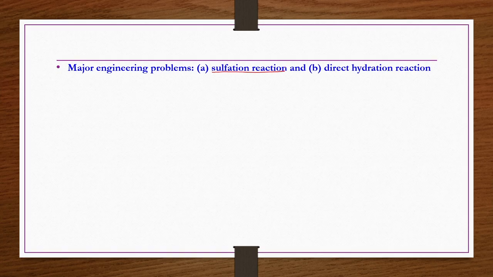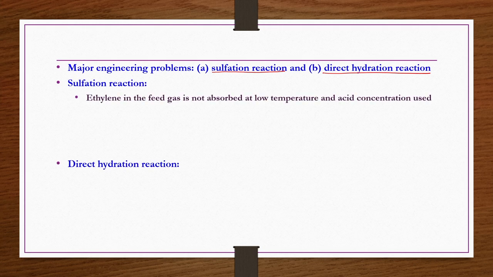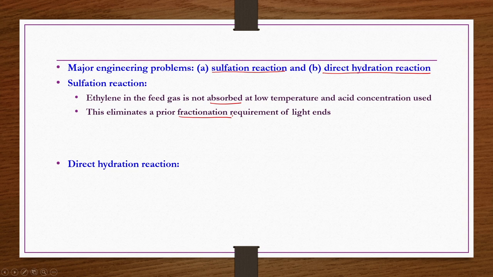Coming to the major engineering problems of the process, obviously two steps are important, that is the sulfation reaction and the direct hydration reaction, okay. In the sulfation reaction, ethylene in the feed gas is not absorbed at the low temperature and acid concentration that are being used in this process. This eliminates a prior fractionation requirement of light ends. Since it is not being absorbed, you do not need to worry about fractionation of this one, and you can let it be in the mixture as well.